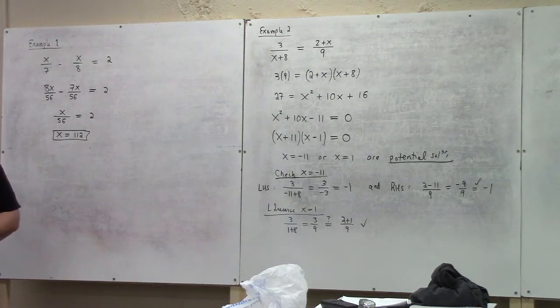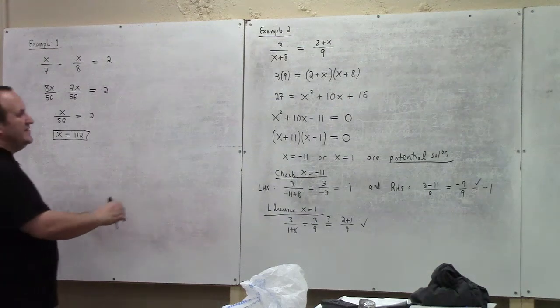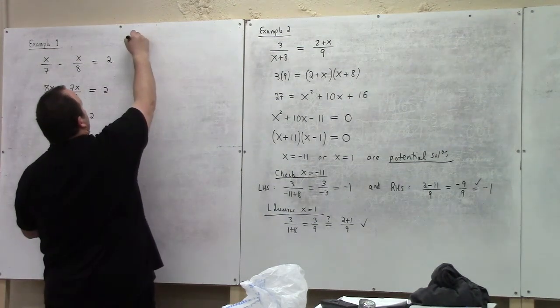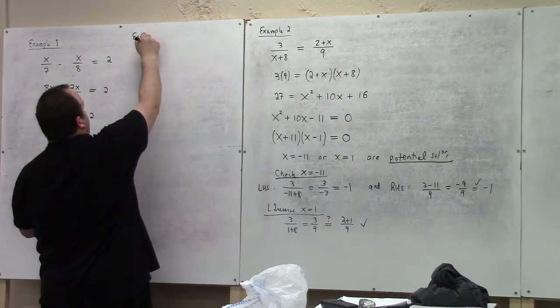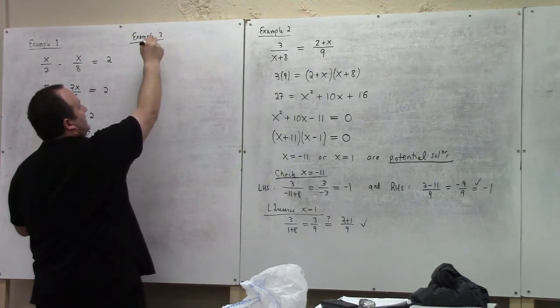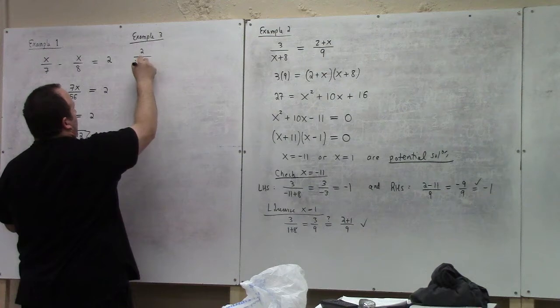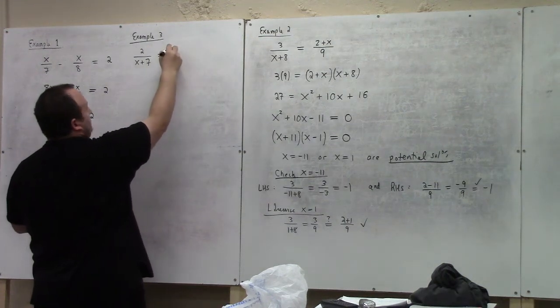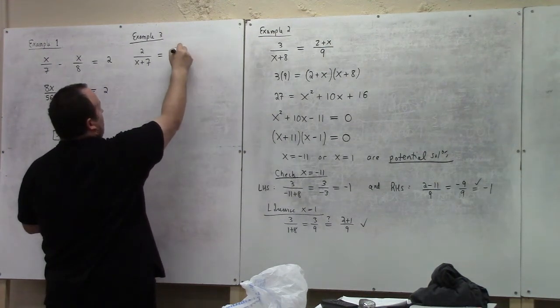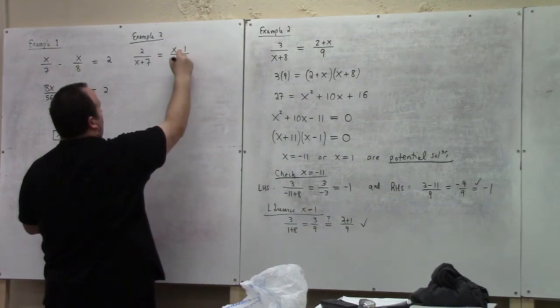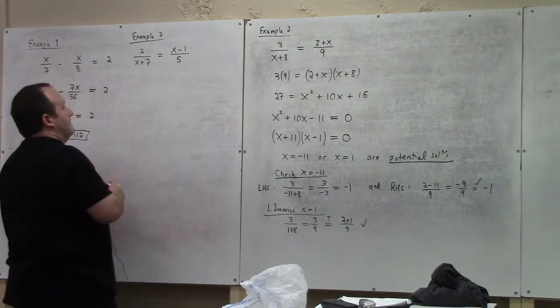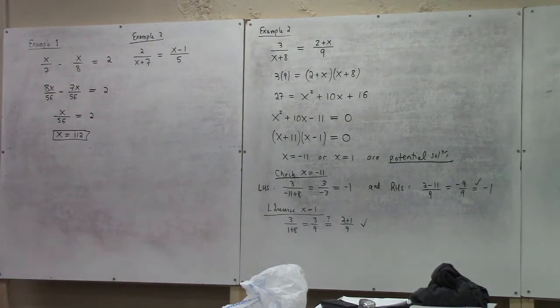I want to show you how lucky we were in this example. Let me change the numbers ever so slightly. Example 3. So suppose we had 2 over x plus 7 is equal to, I don't know, x minus 1 over 5. If this one works out too, I'll be angry.